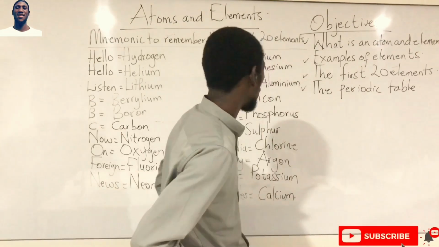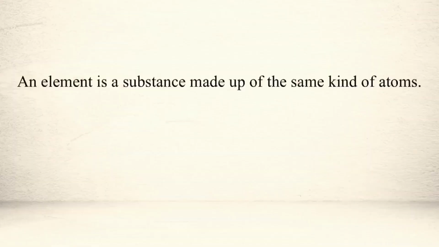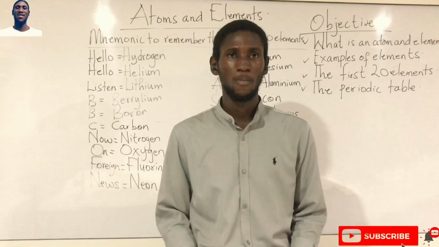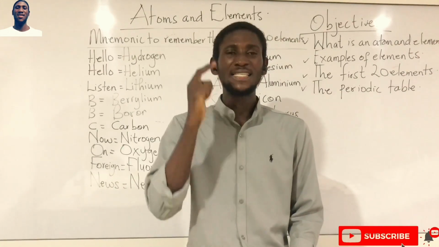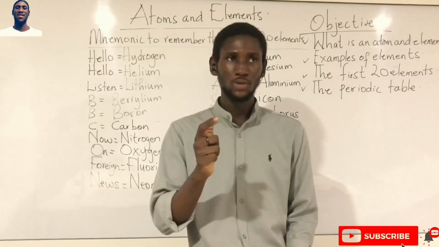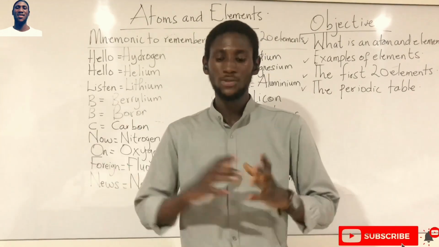Interesting, right? So let's look at the definition of an element. What is an element? An element is a substance that is made up of the same kind of atoms. Now the key words over here are "same kind of atoms."